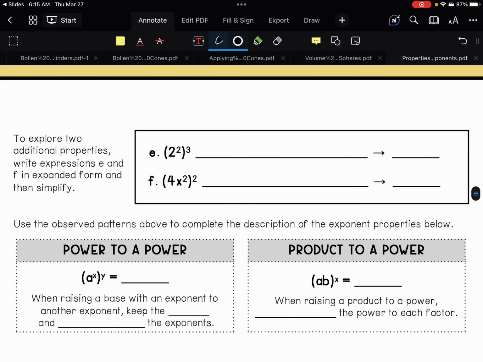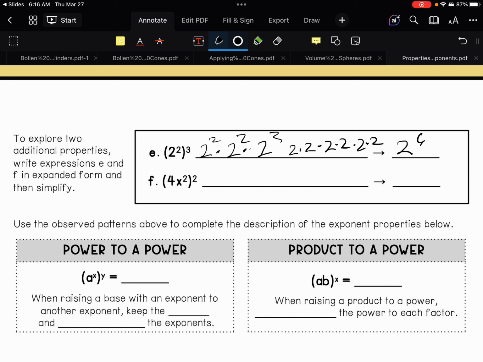Alright, now we're going to explore additional properties when we are multiplying something to a power. So, we have 2 squared 3 times. So we're going to do 2 squared times 2 squared, right? Then we have 2 times 2 times 2 times 2 times 2 times 2 is 2 to the 6th power.